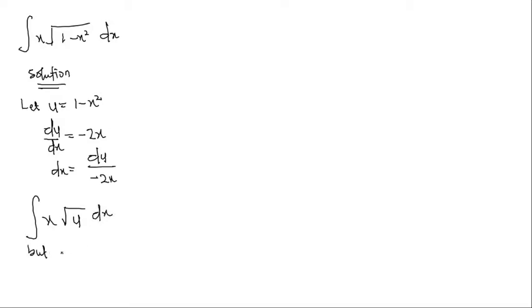But we said let dx, we made the dx the subject over here, which is du over negative 2x. So if we substitute this back over here, we now have the integral of x root of u, multiplied by the dx, which now becomes du over negative 2x.